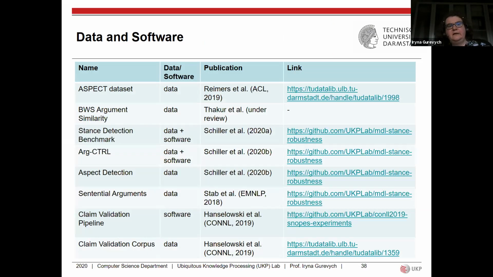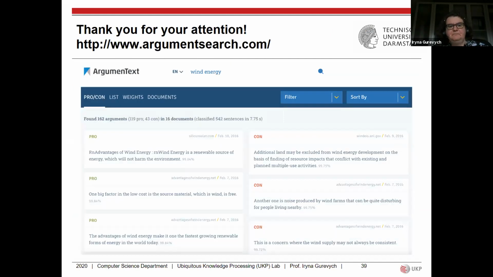If you're interested in our research, I'd like to mention that all of the data sets and the software from the work I have presented today and related research at our lab is freely available, as you can see in this table. And there also exists a web-based free version of this system, which you can experiment with if you like, by inputting a topic, for example, Brexit or whatever topics you currently have on your mind, and looking at the arguments that the system can output based on the common crawl.